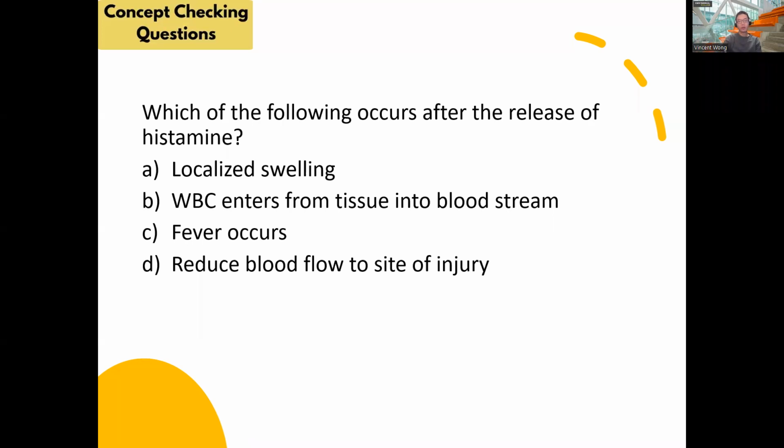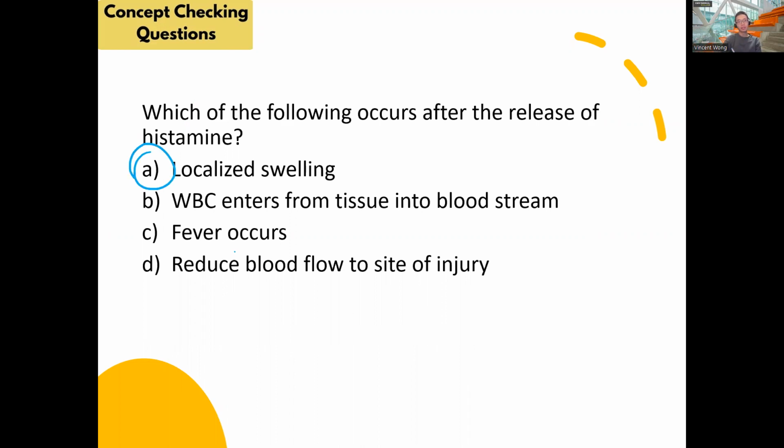We just took a note on this, right? The histamine has two effects. Number one, it increases blood flow. Number two, it increases permeability. When you increase the permeability of blood vessels, things are leaking out and accumulating in the tissue, causing localized swelling.